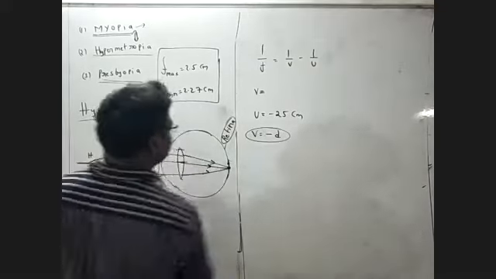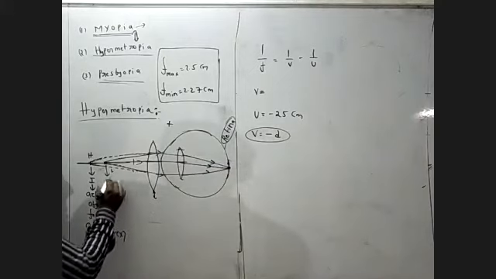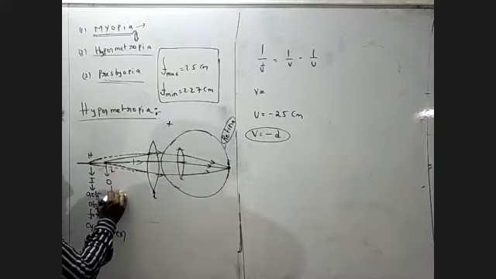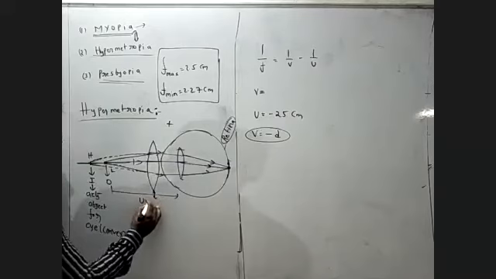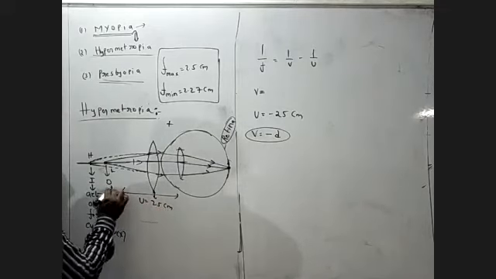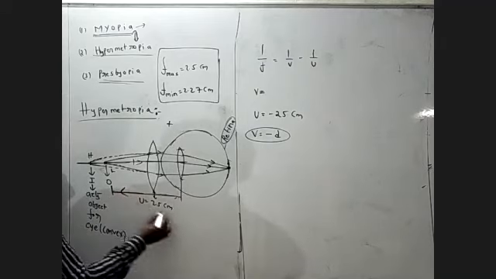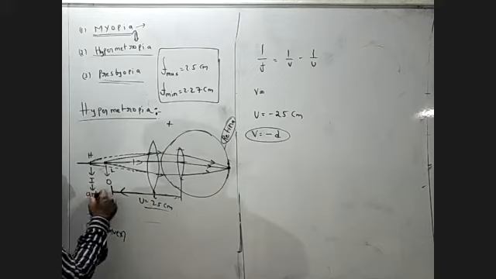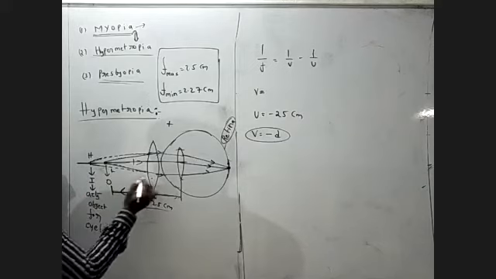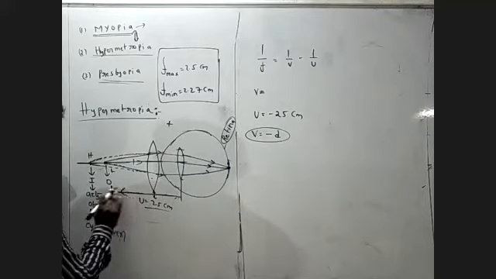D, we don't know. From here to here, the object is placed very near. From here to here is U equal to 25 centimeters. From here to here is 25 centimeters. The image is from here to here, which we are checking.